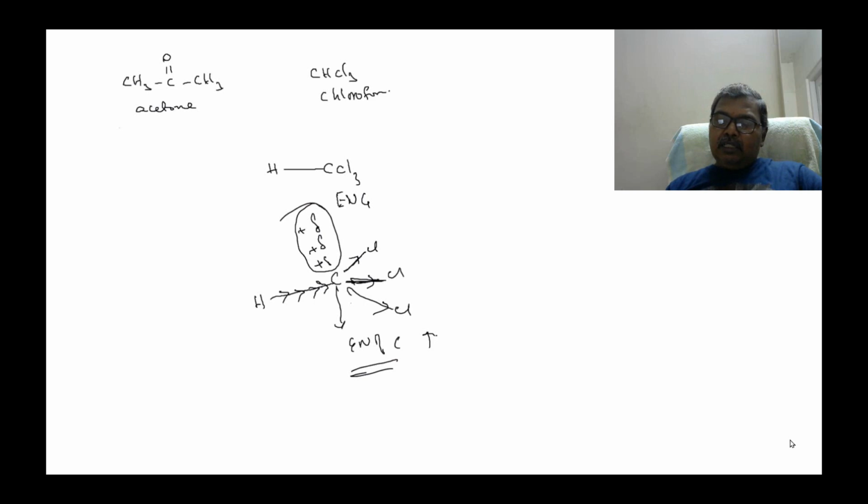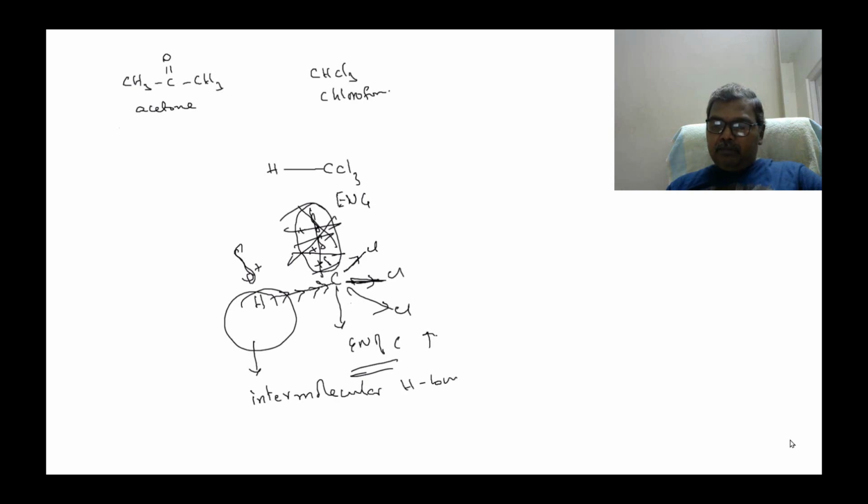As a result, this is compensated because it pulled the bond pair of electrons towards itself. As a result, partial positive charge is developed on hydrogen. Therefore, this hydrogen is acidic hydrogen. You can treat it as acidic hydrogen and it is able to form intermolecular hydrogen bonding. Clear?